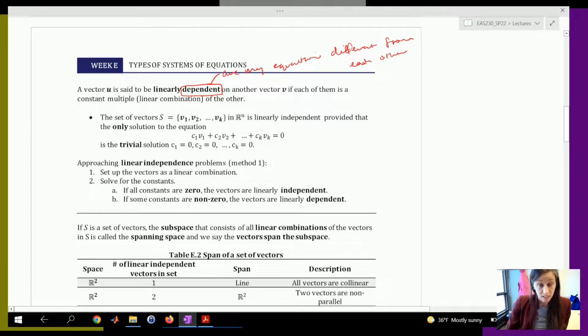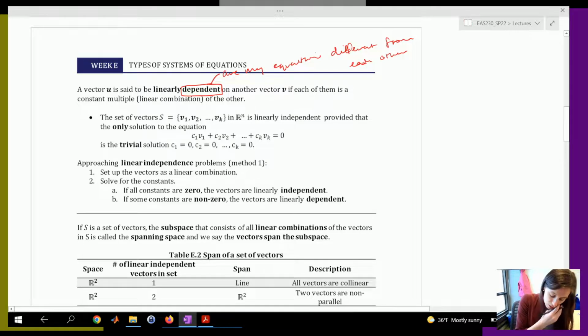When we're given a system of equations, we really want to ask, are my equations different from each other? Or are they linearly dependent, or linearly independent? Independent means they're different from each other. Dependent means at least one of them is the same as another one. There are a couple of ways we can figure out if our equations are independent or dependent.